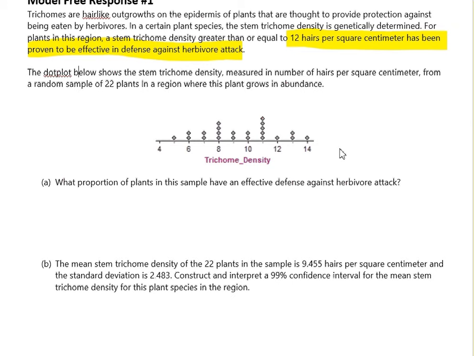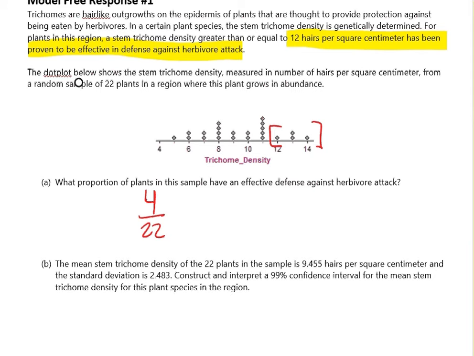So the first question asks us to know what proportion of plants in this sample have an effective defense against the herbivore attack. So here 12 hairs per centimeter has been proven effective. So that means that this portion of the dot plot represents those. So that's 4 pieces of the data. So we would do 4 divided by 22, and that would be our proportion.